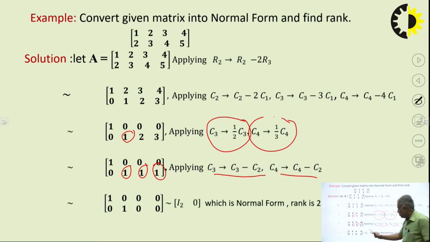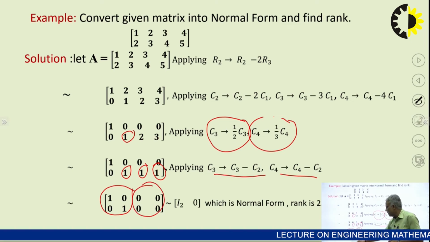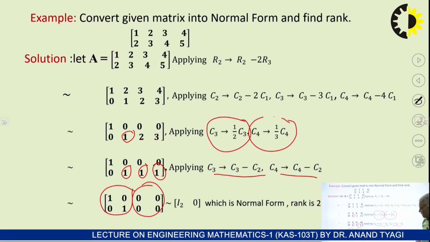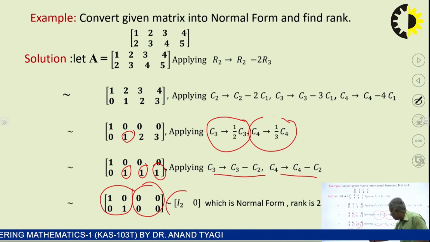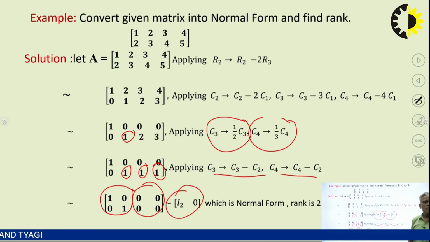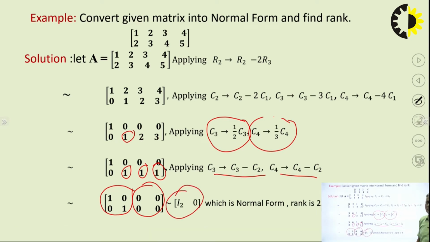So this is known as the partition of this matrix, and this is known as I2, and this is known as the 0 matrix of order 2 by 2. That means this is the normal form of this matrix, and the rank of this matrix will be 2 here.